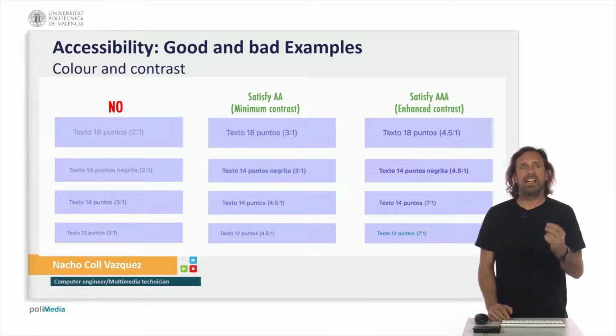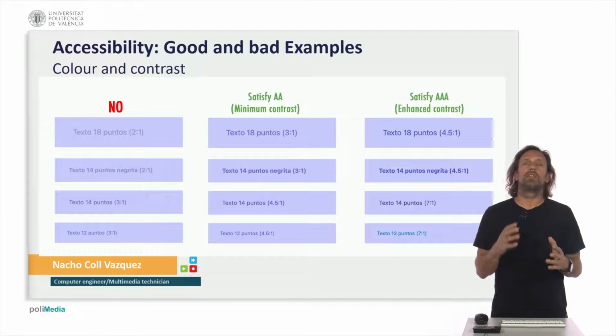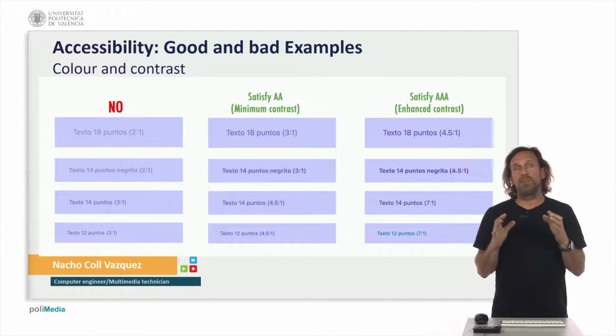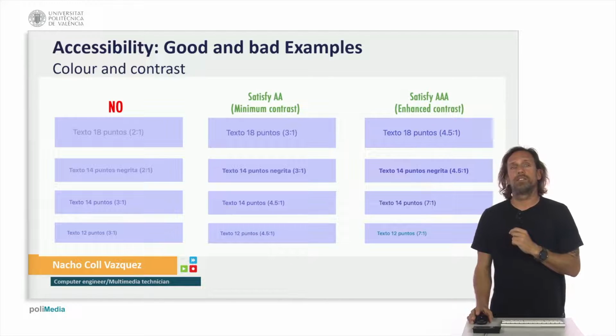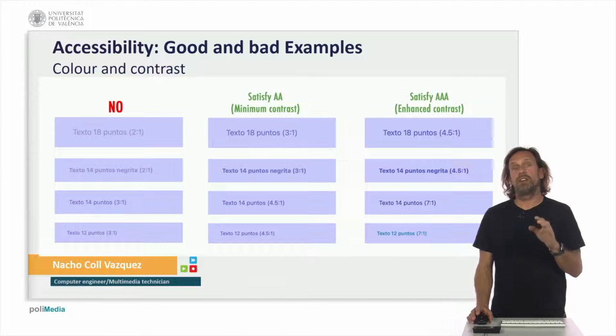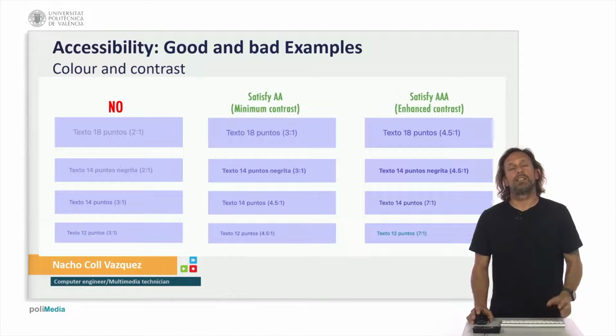So whether a text meets the criteria for minimum and enhanced contrast will not only depend on its contrast ratio, but also on its size and whether the text is bold or not. The following table provides some examples, and now you can pause the video to carefully examine the table and see the requirements to achieve the WCAG compliance levels.